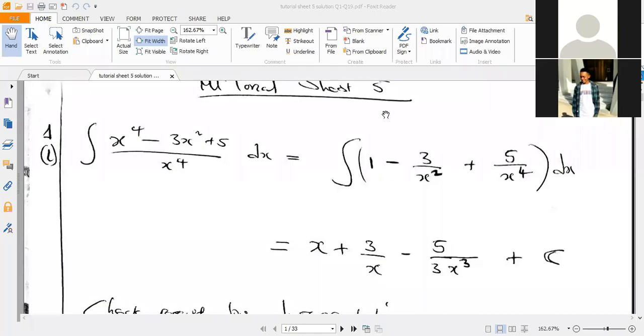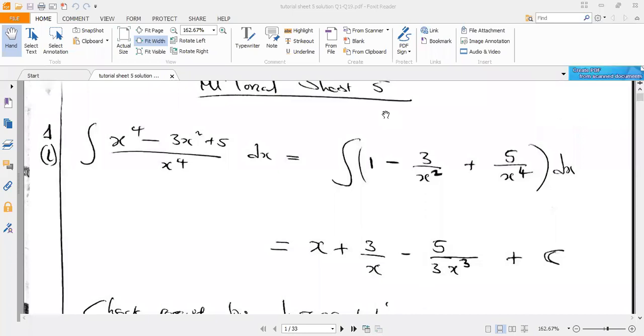All right, so looking at our first question, question 1, that's L, I believe. We're looking at the integral of (x^4 - 3x^2 + 5) over x^4 dx. We want to integrate that, but as it is, it'll be hard to integrate directly. Of course we can, but it will be time consuming. So the easiest way is to split.